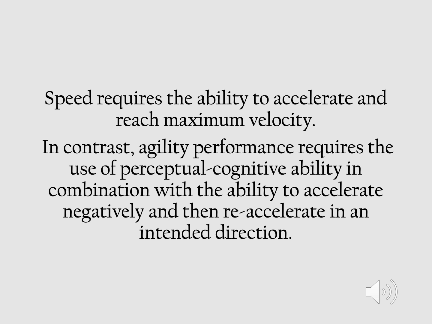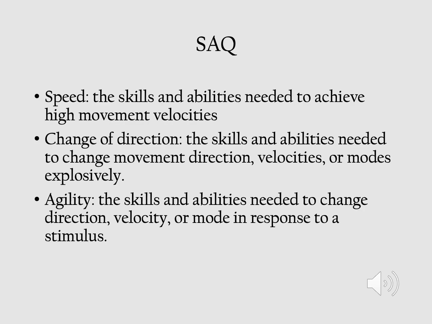Speed requires the ability to accelerate and reach maximum velocity. In contrast, agility performance requires the use of perceptual cognitive ability in combination with the ability to accelerate negatively and then re-accelerate in an intended direction. Because of the nature of sports, there will be scenarios where the athlete must quickly adjust and change directions. However, they will be limited by their own physical capacity to do so during their activity. Thus, it is critical for us as strength and conditioning professionals to help develop their speed, change of direction, and agilities.